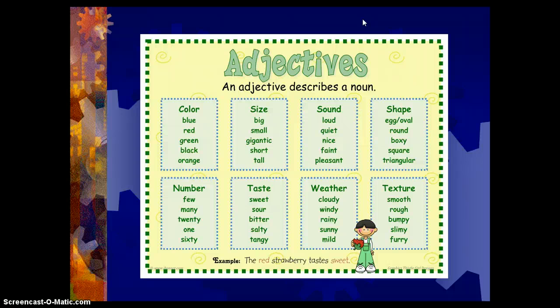You can describe its shape. You can describe the number. There are a few or many or one. You can describe how it tastes right here. It was sweet candy. It was tangy salsa. Whatever it is, that would be taste. You can describe the weather. What kind of day was it? Cloudy day. You can also describe the texture. And these are only a few. Adjectives can go on and on and on. Any word that describes a noun.